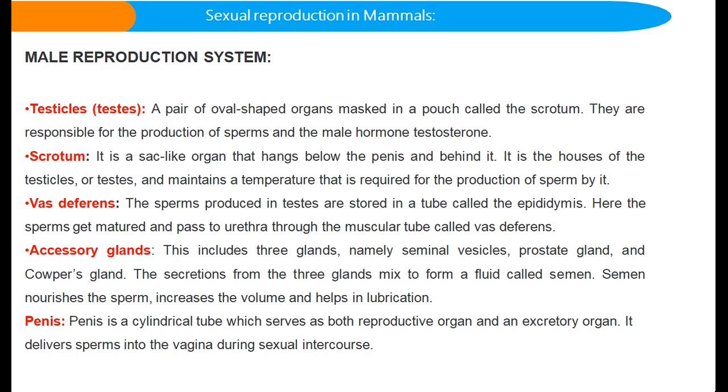Testis, a pair of oval shaped organs housed in a pouch called scrotum. So, the testes are placed in a bag-like structure called scrotum, and they are responsible for the production of sperms and the male hormone called testosterone. So, testes produce the sperms, which are the male gametes, and a male hormone called testosterone.